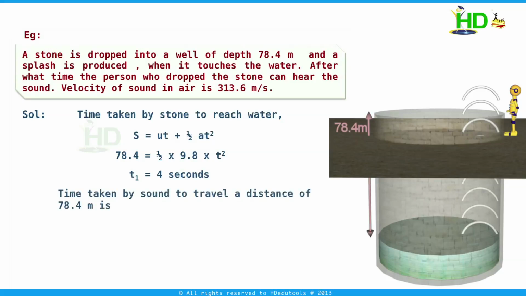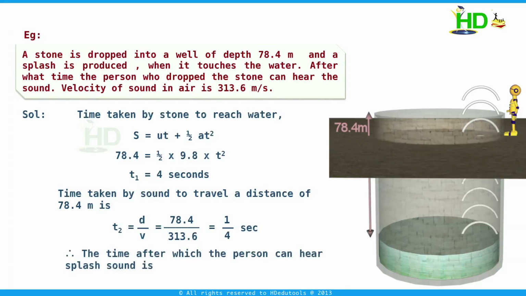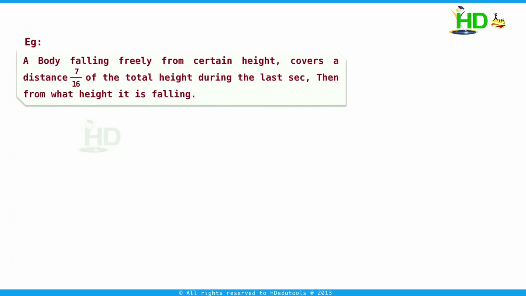Now the time taken by the sound to travel a distance of 78.4 meters: in this case, sound is moving with constant velocity. Therefore, time is equivalent to distance by velocity. This is equal to 78.4 by 313.6. This we get 1 by 4 seconds. The time after which the person can receive the sound is 4 plus 0.25. This is equivalent to 4.25 seconds. Now we take another problem.